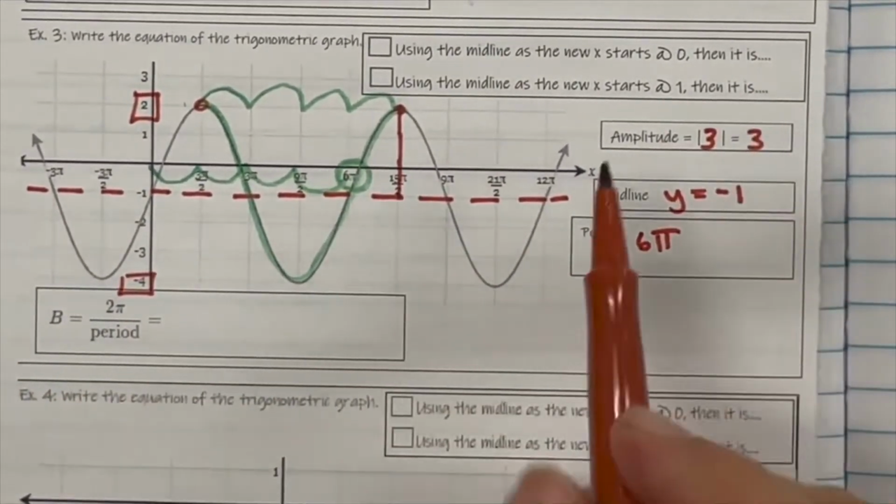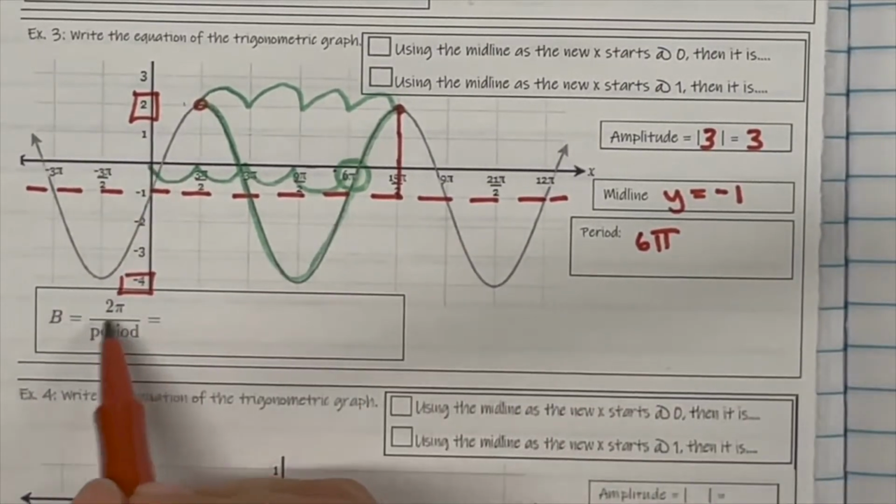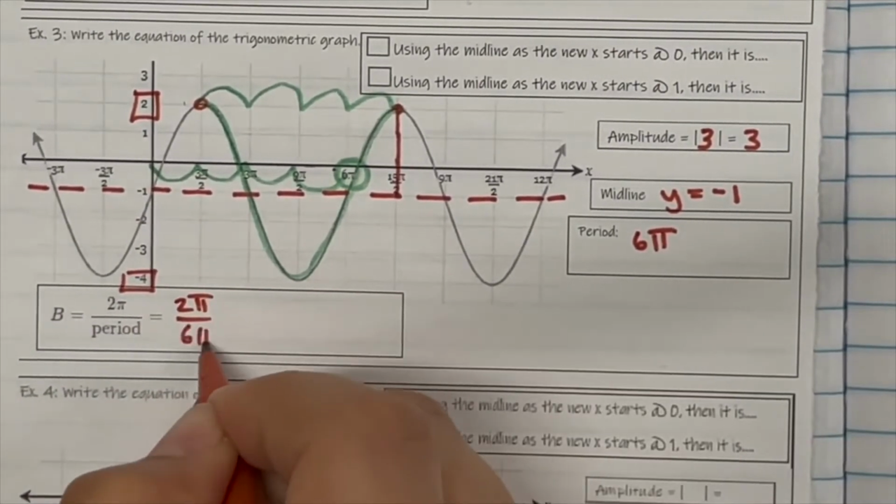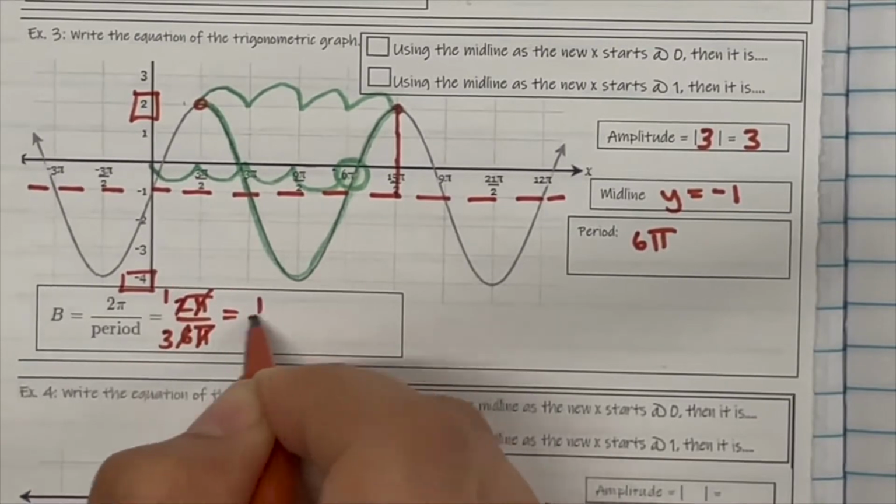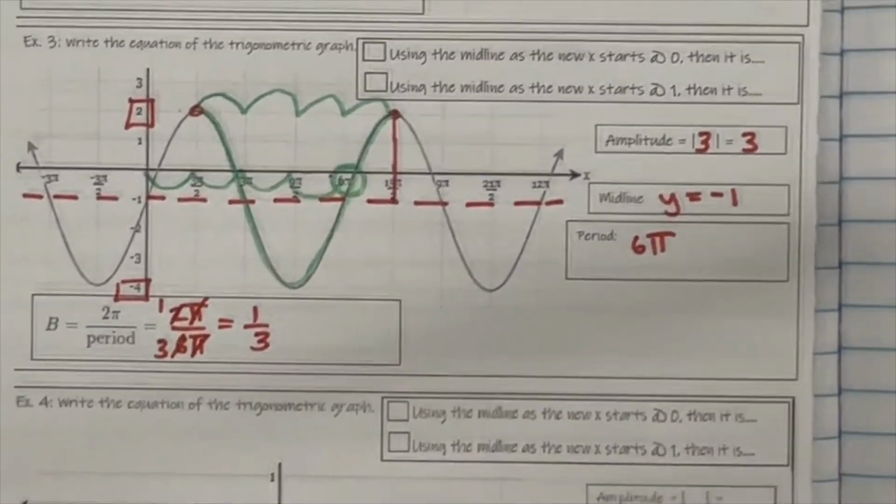So use that to find what the b value is. So b is 2 pi divided by my period. So 2 pi divided by 6 pi. Cross out, simplify. So you're going to get 1/3. Now you can use that to write your equation.